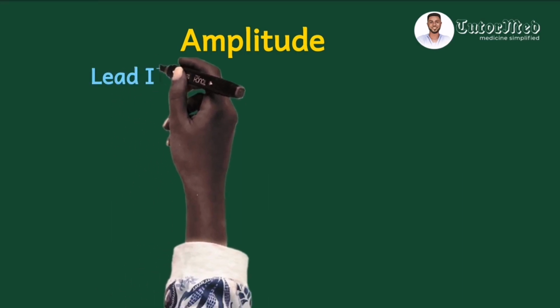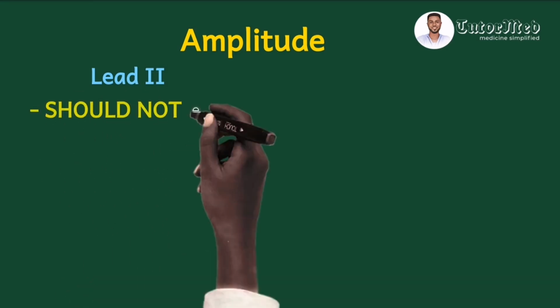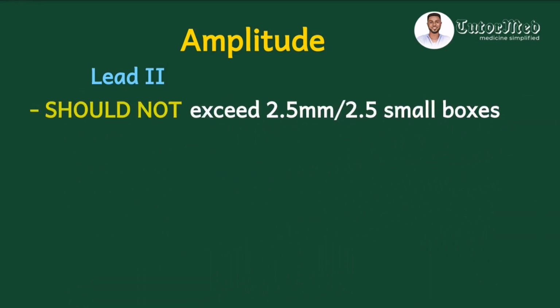Now in lead 2, remember the P wave is monophasic here. And the P wave should not exceed 2.5 millimeters or 2.5 small boxes high. The highest amplitude you should get in this lead is 2.5 millimeters. If it exceeds 2.5 millimeters, then there is a problem. We will look at what that represents.